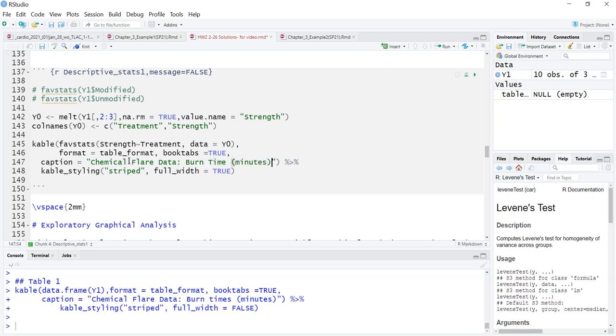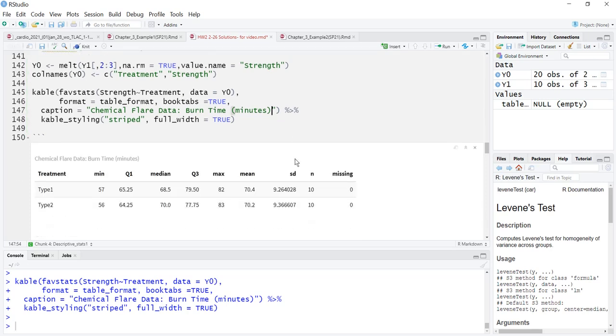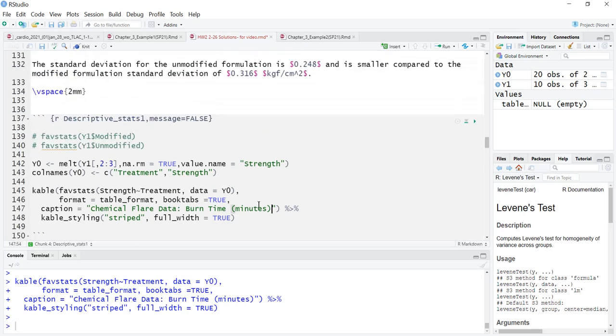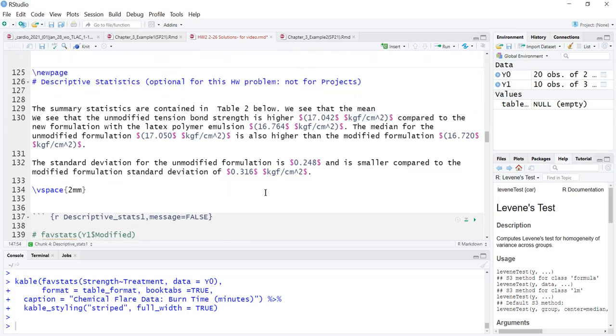Chemical flare data, burn time, minutes. Okay, so that should work. And then I run this, and then I can look at it. And what I see when I look at this is that the mean burn time is 70.4 versus 70.2. I hope that's what I said. What am I comparing? I compared Q1 by mistake. Okay, so I looked at the wrong thing.